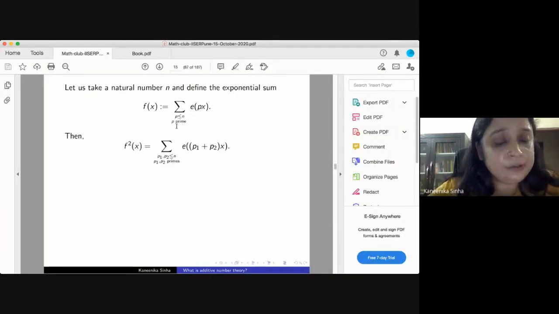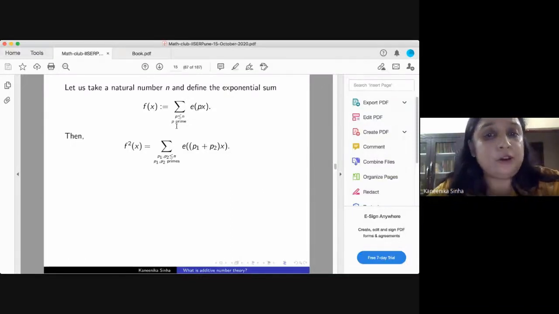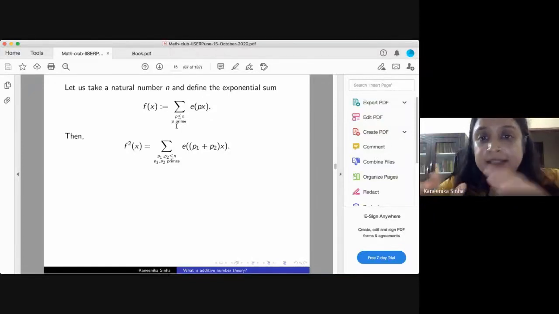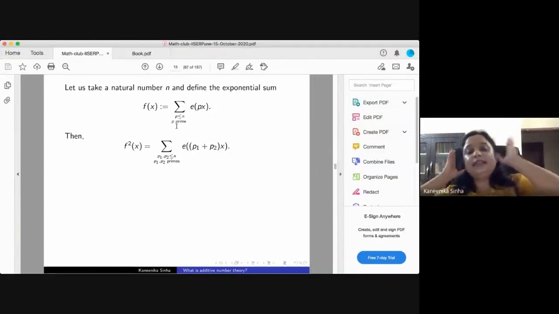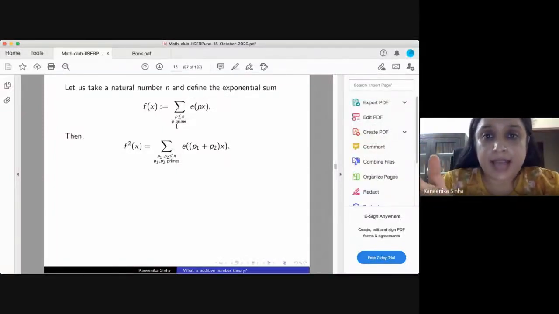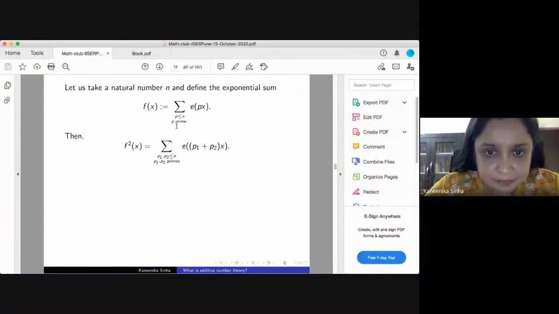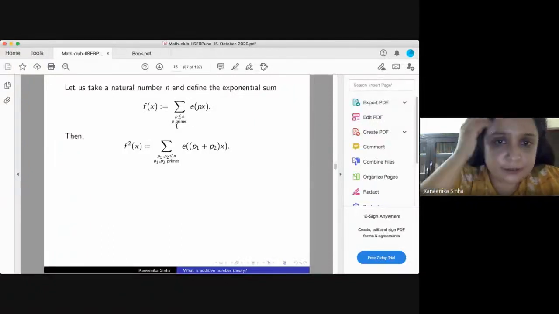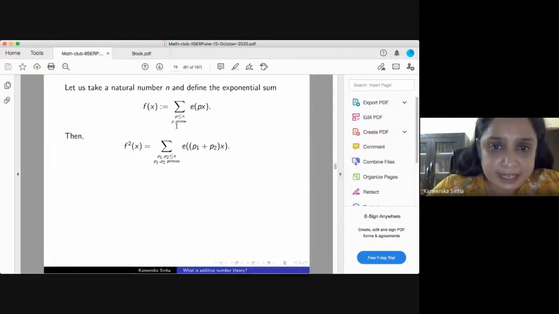Then what happens is, when you take the square of f, why are we even writing these exponential sums? Why are they related to our additive problems? You'll see a template which converts additive problems into problems of evaluating integrals. We've got f square of x, and because of the properties of the exponential function, e of a times e of b is equal to e of a plus b, you end up writing this as the sum of e of (p1 plus p2)x, where p1 and p2 run over all the primes less than or equal to n.